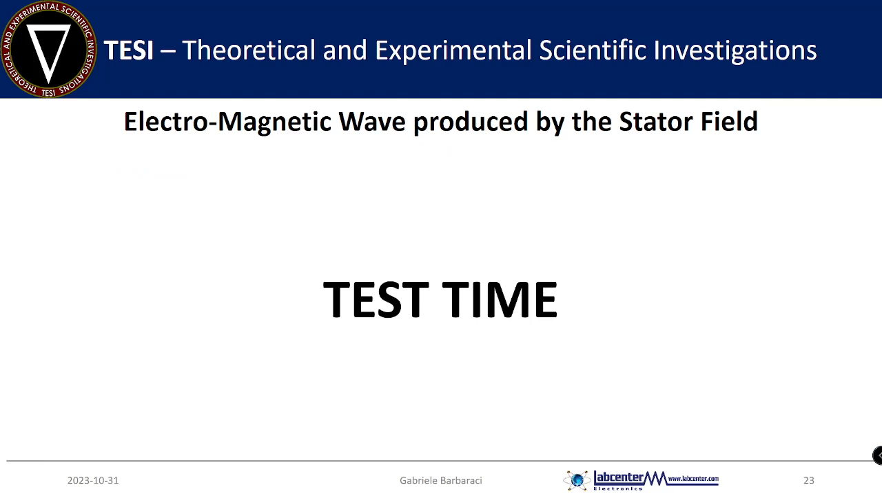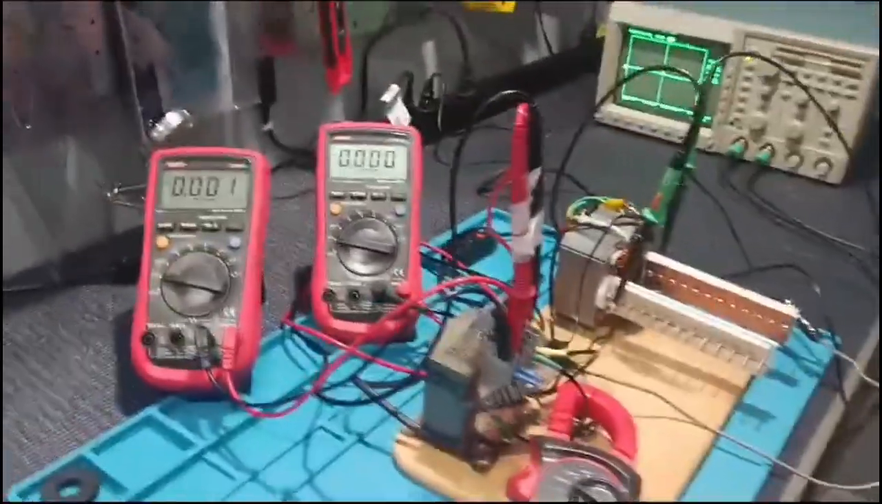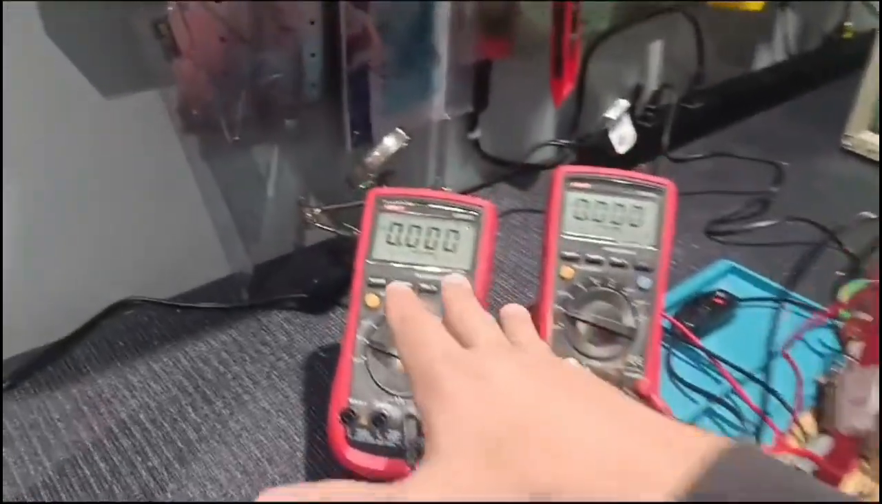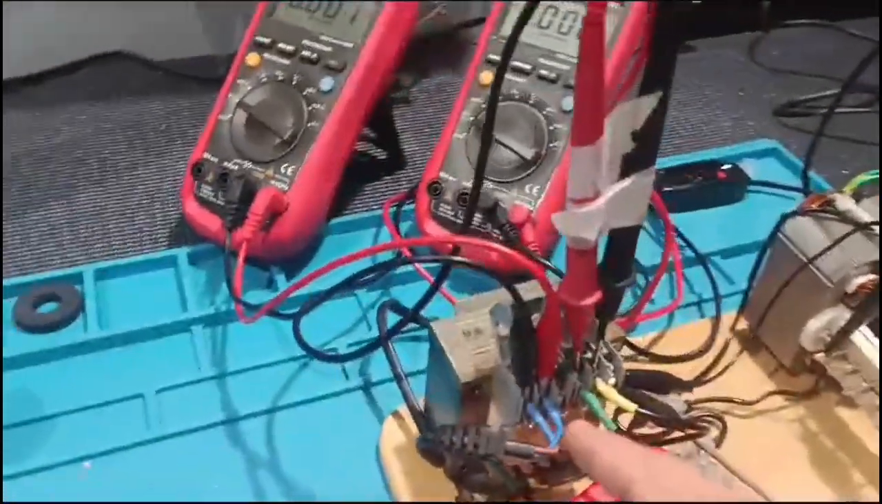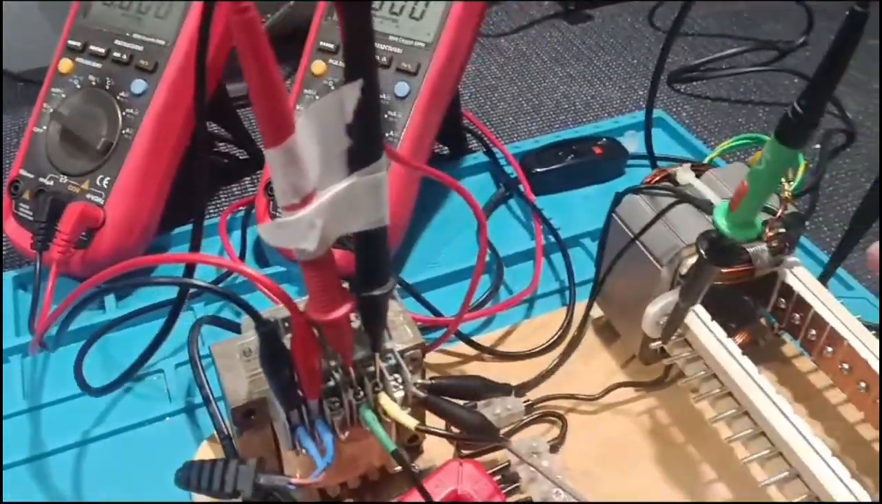Now it's time for the test. We're going to see what happens in real life. So what we have here are a set of instruments and the benchmark test, characterized by instruments like a multimeter that has to capture the voltage at the input of the transformer and at the output of the transformer, feeding the coils of the stator field.